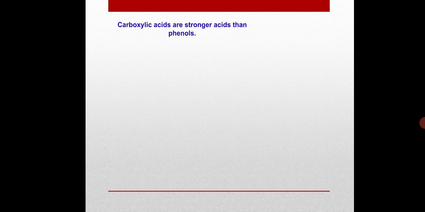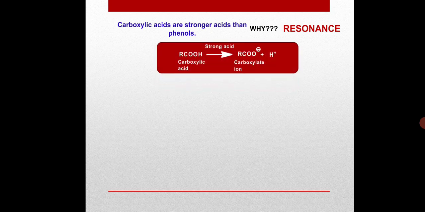Carboxylic acid is a stronger acid than phenol. Why? This is also because of resonance. Carboxylic acid, when it loses a proton, gives a carboxylate ion. This carboxylate ion is more stable than phenoxide ion.